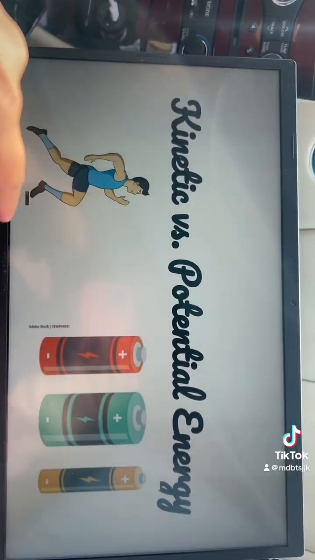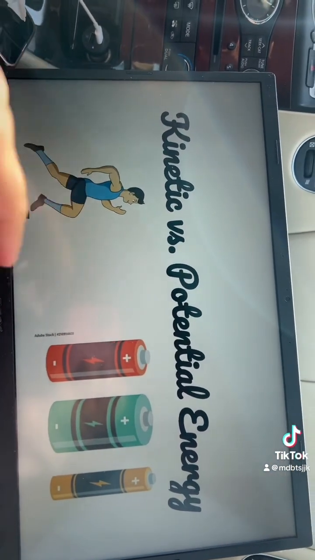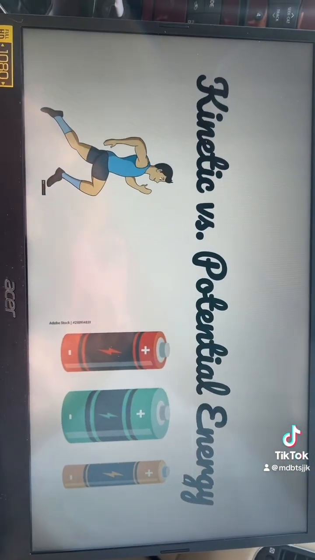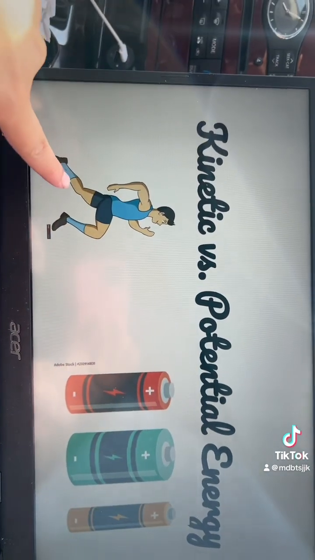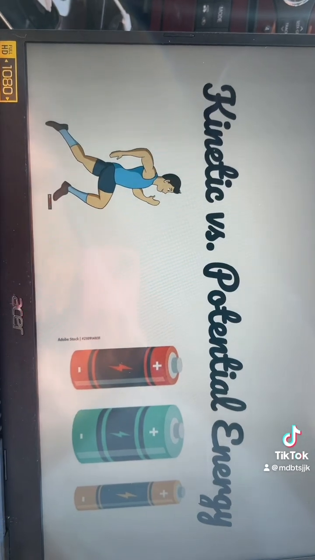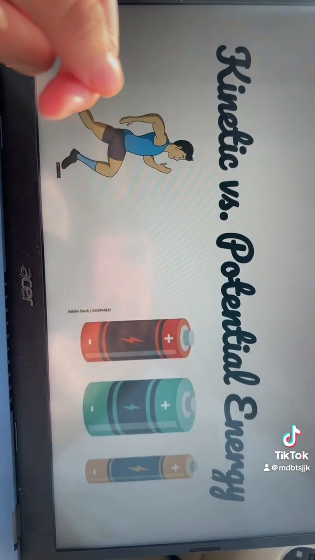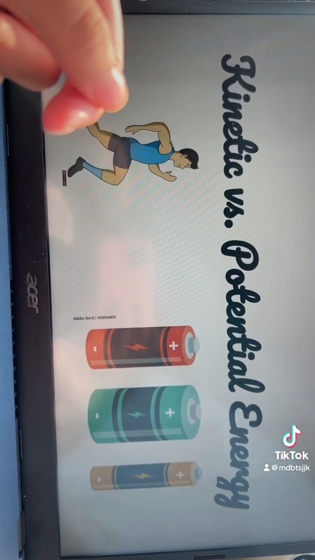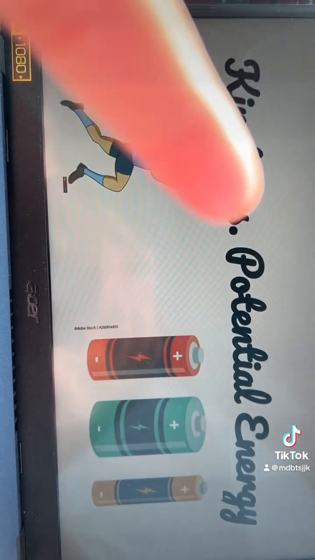Energy comes in two main types, kinetic and potential. Kinetic energy is the energy of moving. If something is moving, it has kinetic energy. For example, a running person, a moving car, boiling water. Potential energy is stored energy. It's energy waiting to be used. For example, a stretched rubber band, a battery, a ball at the top of a hill.